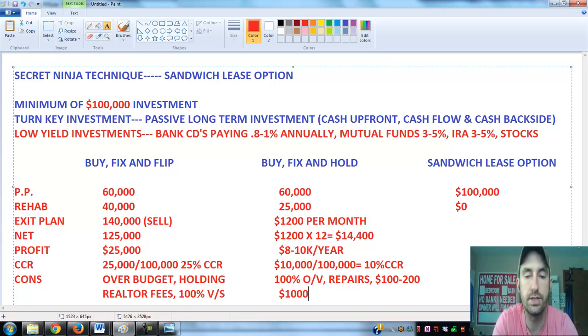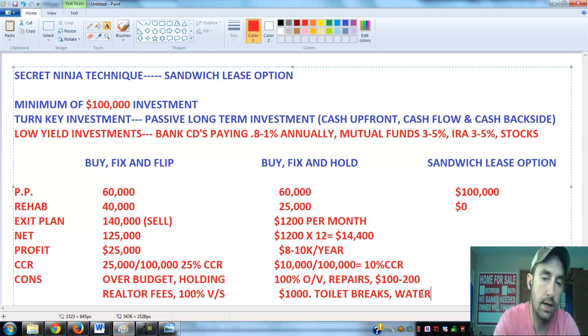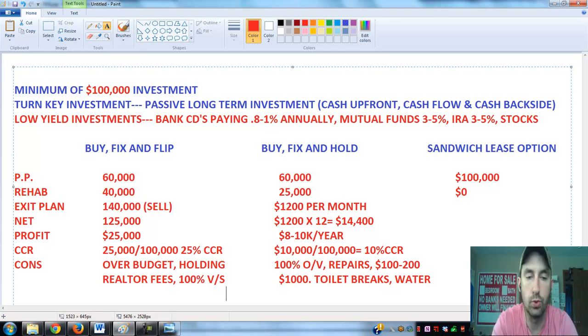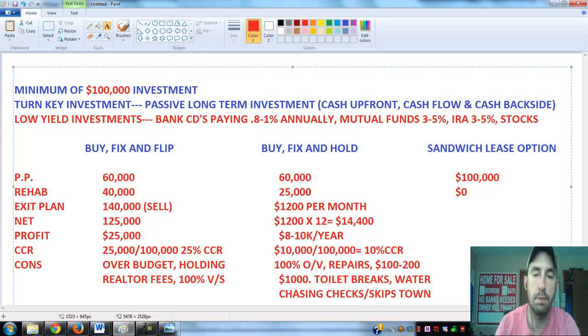Okay, so let's figure for this example here, $1,000. What we're going to be comparing here is if anything happens, if a toilet breaks or a water heater goes out, what happens, or if a tenant leaves or bounces some checks on you, chasing checks, or a tenant skips town. These are all things that could happen that could leave you in a rather bad situation.